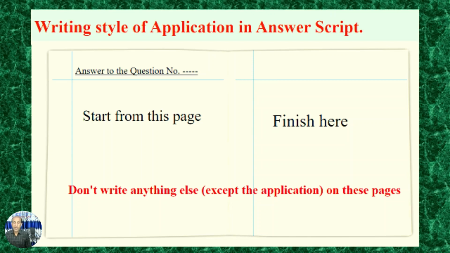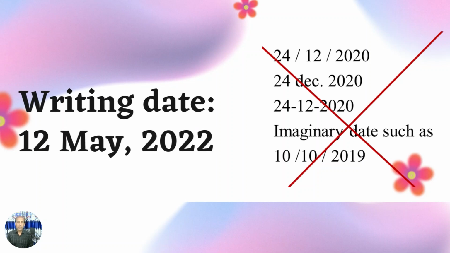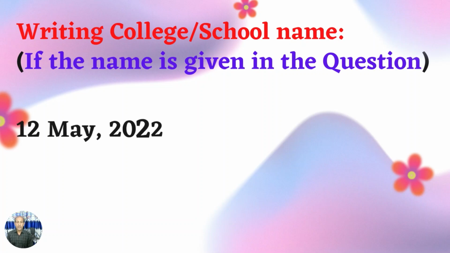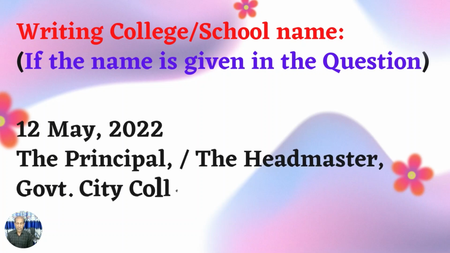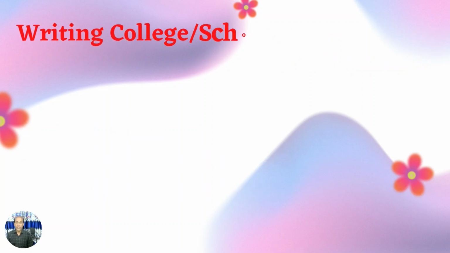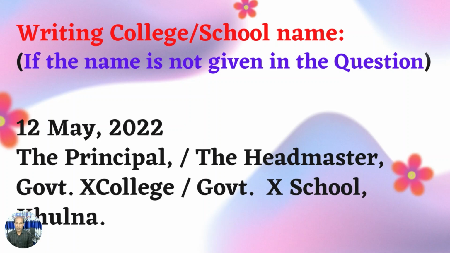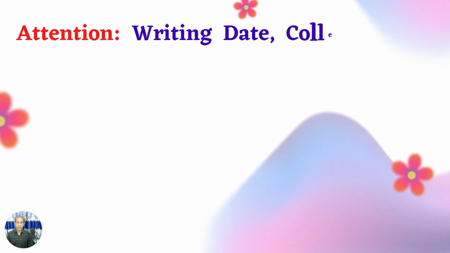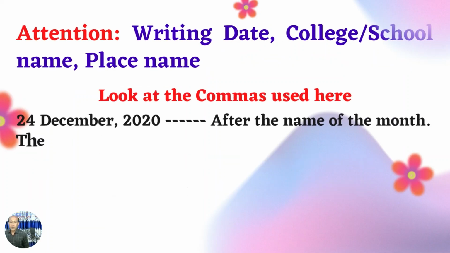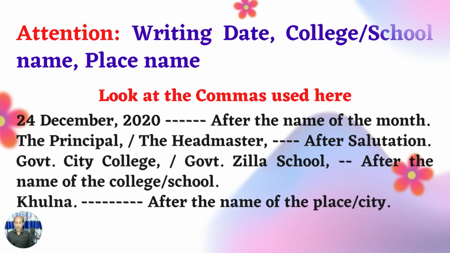For writing the application, you can use these two pages. And for that, you must use the date 12 May 2020. Writing the school or college name, if the name is given in the question paper, you must write the name of that particular school or college. But if it is not given in the question paper, you must use X, Y, Z, A, B, etc. So, writing date, college, school name, place name, look at the commas.